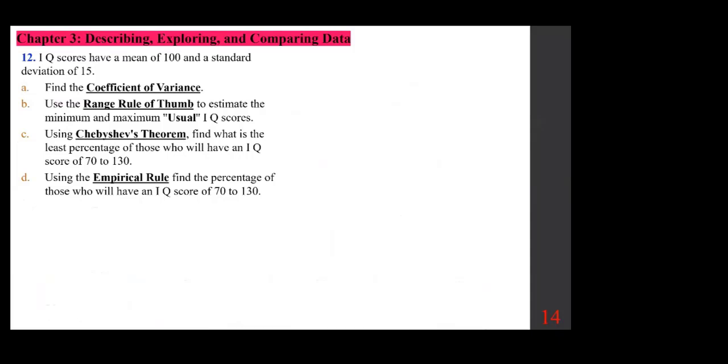IQ scores have a mean of 100 and a standard deviation of 15. Whenever you do problems in statistics, in essence, you're dealing with word problems. So it's extremely important that you write the given, and it is important to understand symbolically what's given. You're dealing with a population here because it's not mentioning a specific sample. So the mean is 100, that means mu is 100. Standard deviation, that means sigma is 15. So that's the first thing, what is given? And that's important for everybody.